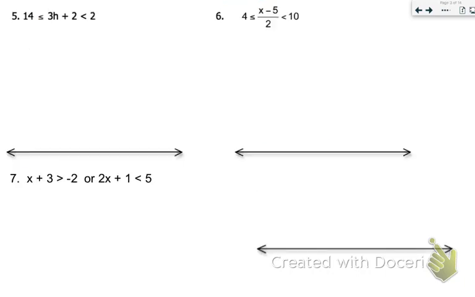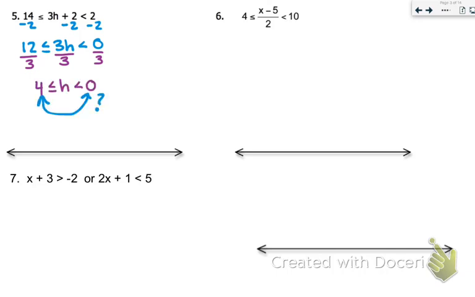Number 5 and 6 are also the same style. We need to work inside out, so we start by subtracting 2 from the middle, the right, and the left. Then to get h by itself, we divide the middle by 3, the right by 3, and the left by 3. We get 4 is less than h, which is less than 0, but this doesn't make sense because 4 is not less than 0.